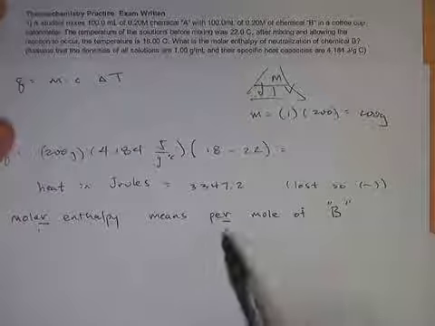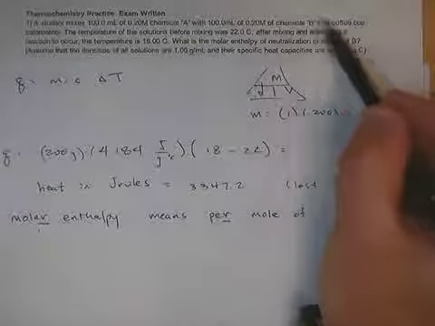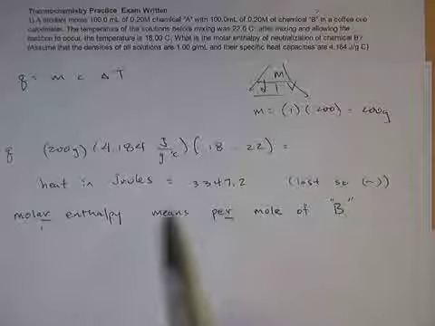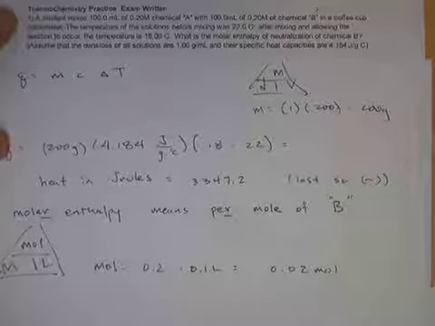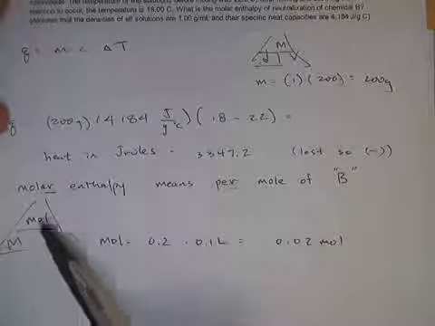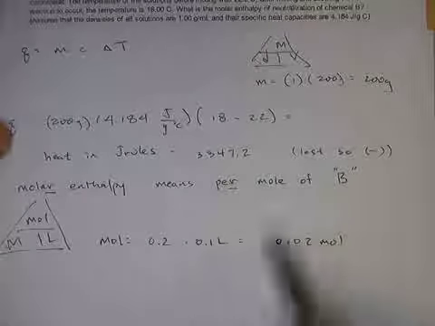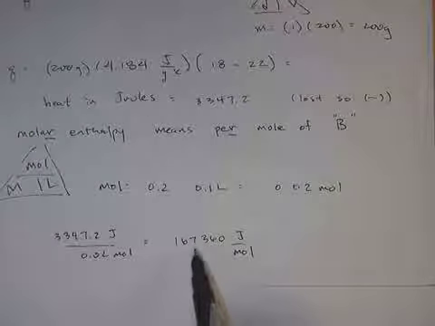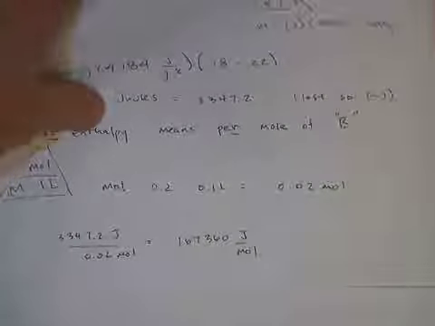Molar enthalpy means per mole, and in this case it's per mole of chemical B that they're asking for. And so we need to divide our energy by the moles of chemical B. To find the moles of chemical B, we use the molarity triangle. Moles are equal to molarity times liters. Our molarity is 0.2 molar, our liters is 0.1, so we end up with 0.02 moles. Dividing those two numbers, we end up with 167,360 joules per mole for number 1.